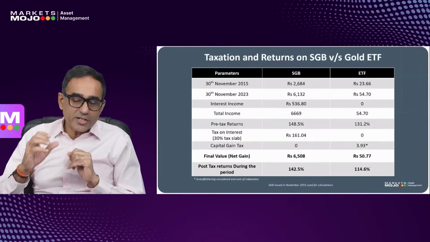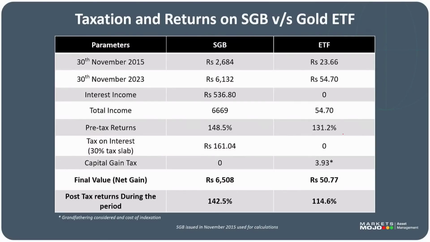Now let's look at the returns part, and please spend more time on this because it's very important. We have taken one SGB, which was issued on 30th November 2015. The price at which it was issued by RBI was 2684. At that point, the ICICI ETF was 23.66. You hold this 8-year SGB for 8 years, and after 8 years, RBI paid you 6132.